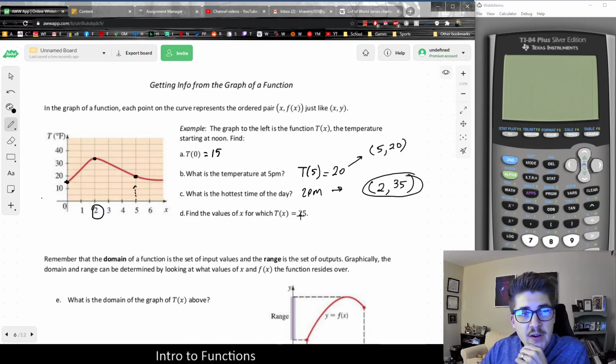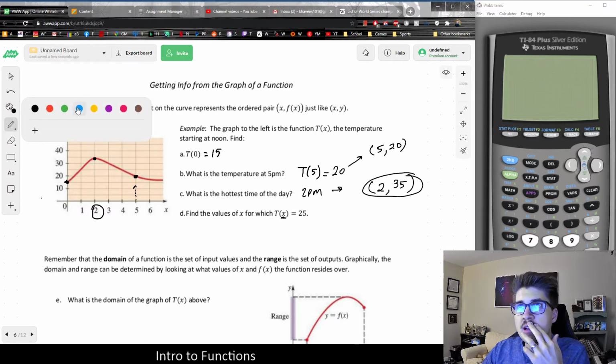And the last question here asks us, find the values of x for which t of x is equal to 25. So this question is a little bit different. It's sort of like asking, what is the input that produces an output of 25? So what elements of the domain correspond to the range being 25? And notice it's plural because you can have more than one answer when it comes to input.